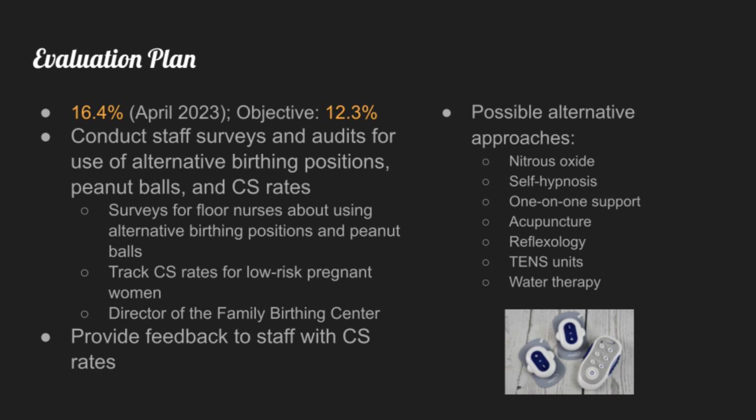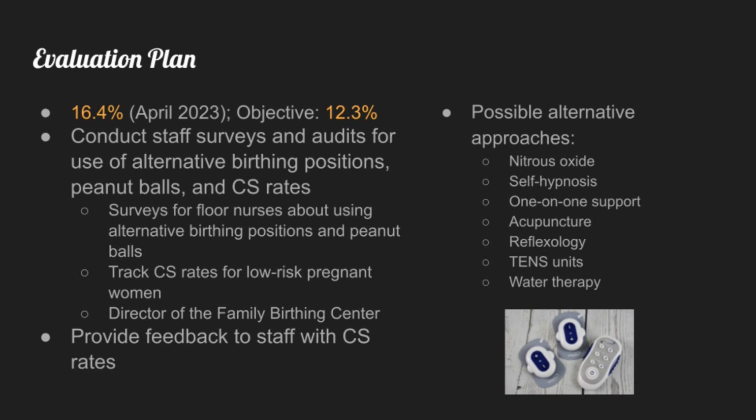To do this, staff surveys and audits for use of alternative birthing positions, peanut balls, and CS rates will be conducted through surveys for floor nurses that will be done before and after the implementation plan. Furthermore, CS rates for low-risk pregnant women will be tracked throughout, and the director of the Family Birthing Center will be responsible for this part of the plan. Lastly, feedback will be provided by the director of the Family Birthing Center to the managers for dissemination to the staff about CS rates, the use of alternative birthing positions, and peanut balls.